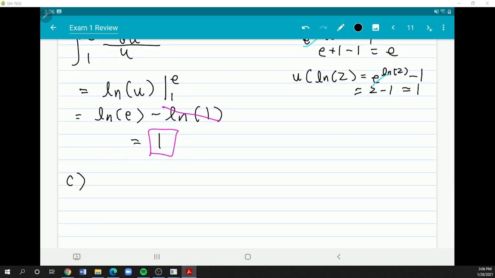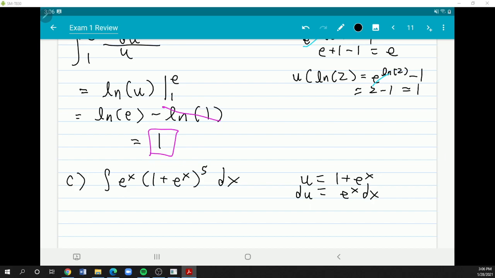Okay, c. Now take the integral of e to the x times 1 plus e to the x to the 5th dx. Alright, just like last problem, I see an e to the x and I see some more e to the x stuff. So I am going to let u be equal to 1 plus e to the x, and then du would have to be e to the x dx.